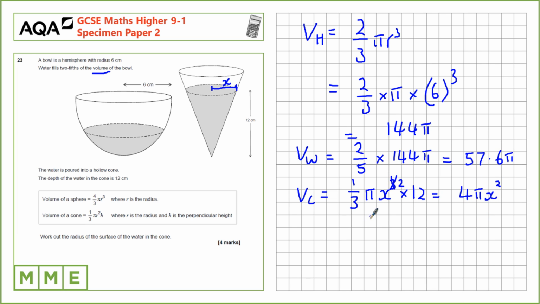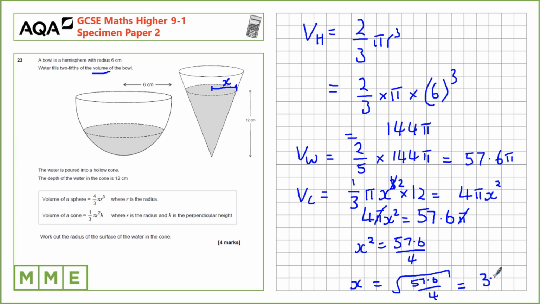Now we can equate these two. 4 pi x squared equals 57.6 pi. And the reason we can equate those is this volume of water is the same as this volume of water. We can cancel the pi's and divide by 4 to get x squared equals 57.6 over 4. Our last step is to calculate the square root of 57.6 over 4, which equals 3.79, to 3 significant figures.